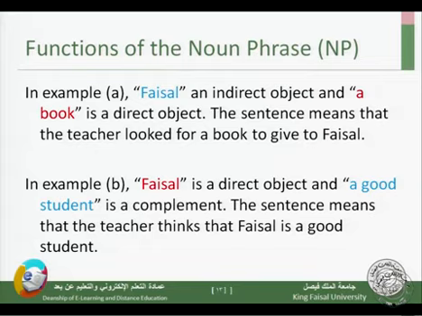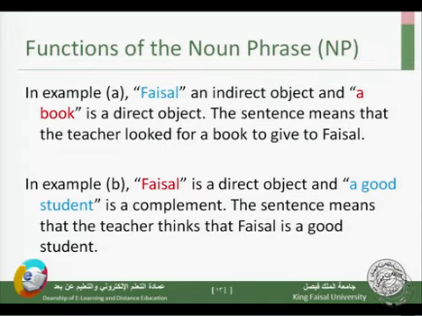So in example A, Faisal is an indirect object, and a book is a direct object. So Faisal is the indirect object, and a book is the direct object. He gave a book to Faisal. Okay, he gave Faisal a book. The sentence means that the teacher looked for a book and gave it to Faisal. Okay, he looked for a book to give to Faisal.